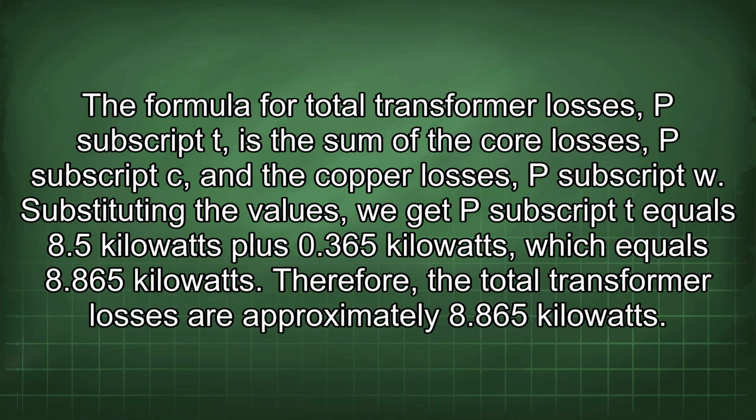Thirdly, we'll calculate the total transformer losses. The formula for total transformer losses, P subscript T, is the sum of the core losses, P subscript C, and the copper losses, P subscript W. Substituting the values, we get P subscript T equals 8.5 kilowatts plus 0.365 kilowatts, which equals 8.865 kilowatts. Therefore, the total transformer losses are approximately 8.865 kilowatts.